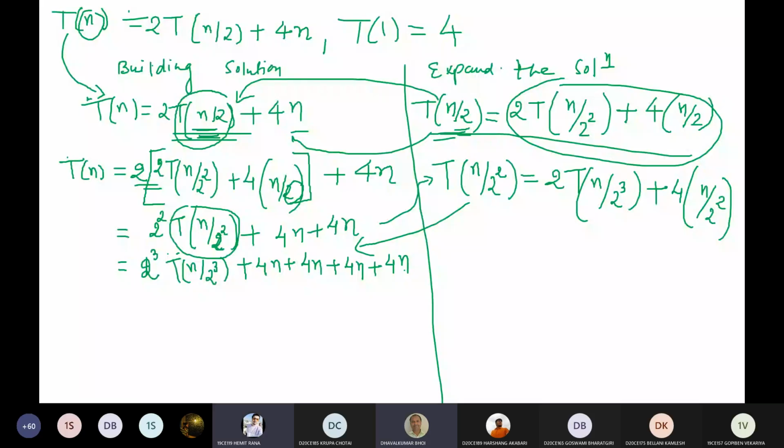Sir, there will be only 3 times 4n. Very good. So intentionally I made this mistake. So good, you people are paying attention, right? So 2 cube t of n divided by 2 cube plus 4n plus 4n plus 4n.